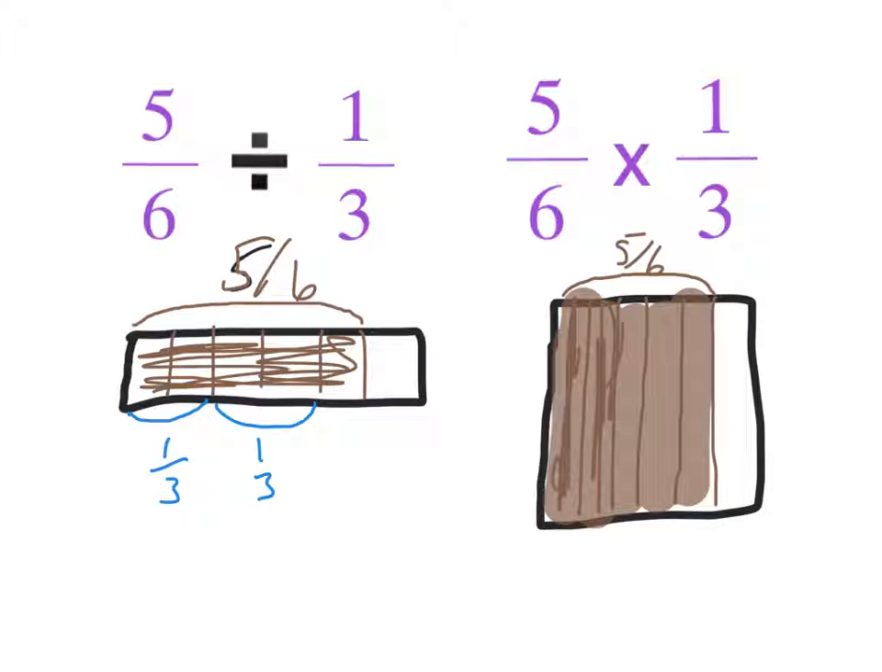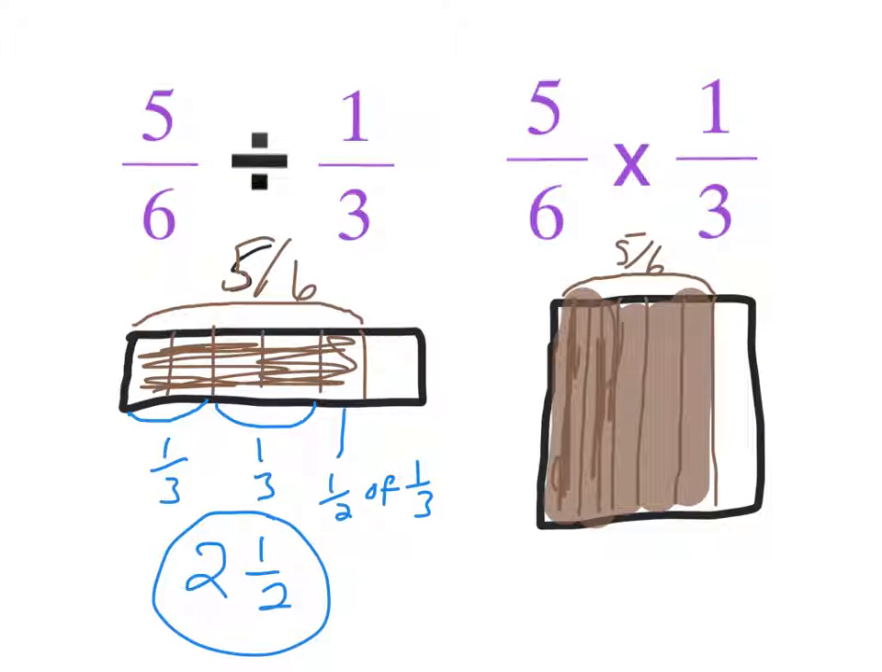How much is that? That's actually half of 1/3. Okay? So I have 1/3, 2 1/3, and a half of 1/3. So our answer to 5/6 divided by 1/3 is actually 2 and 1/2 thirds. Does that make sense? So we can do all of this division without actually doing the calculation part if we do the model correctly.